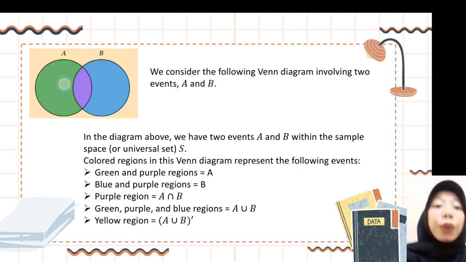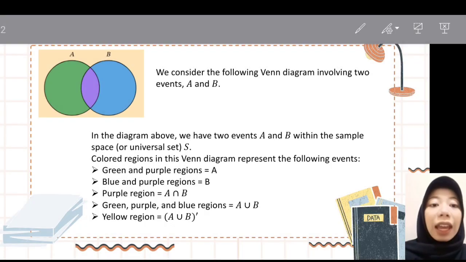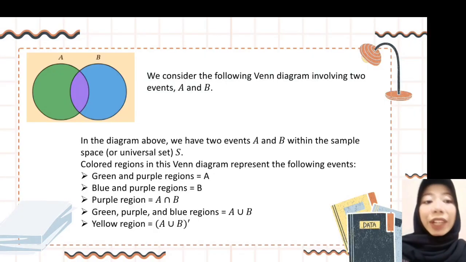And green, purple, and blue regions are called A union B. That means the combination of A and B. And the yellow region is called A union B complement. That means the part that is not from set A and set B.